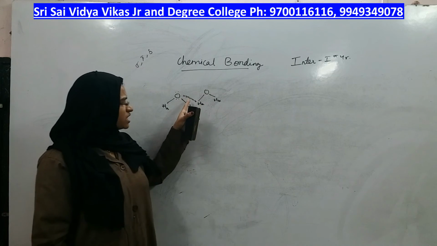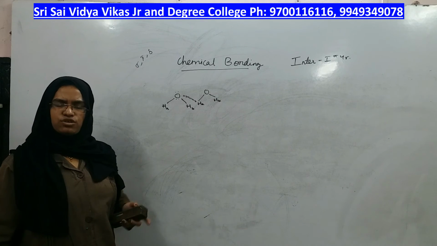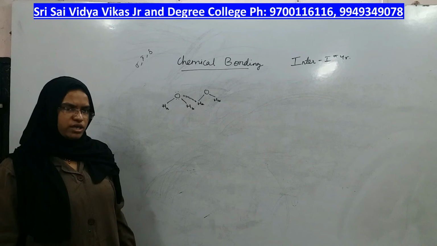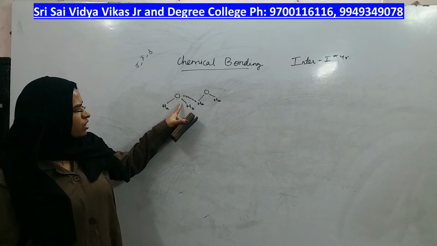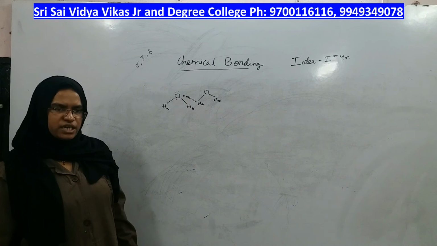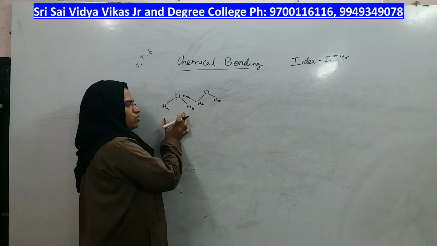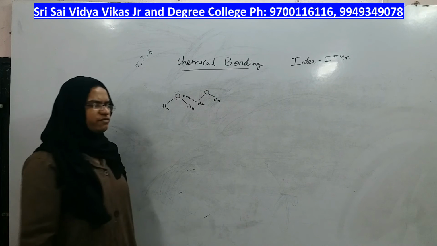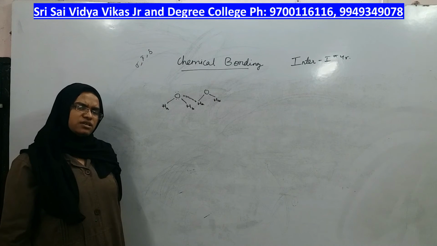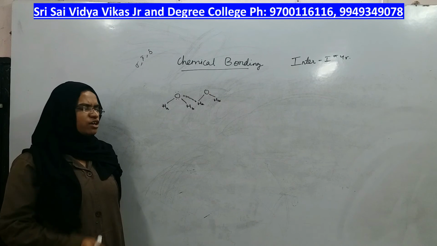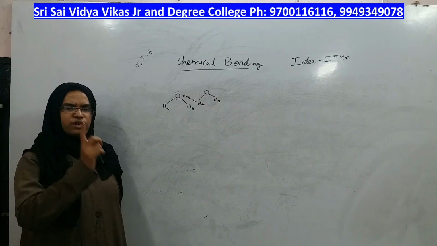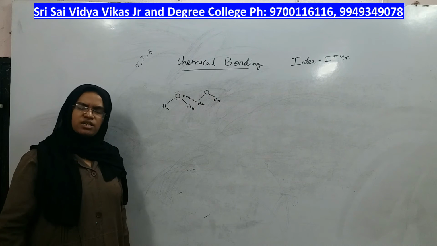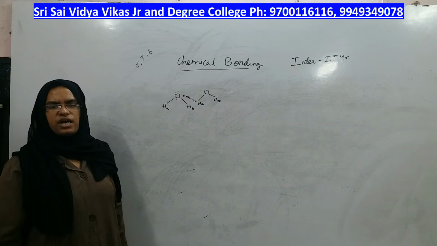And that electrostatic attraction, which I have shown in the form of a dotted line, is the hydrogen bond, right? A normal bond is shown in the form of a line within a single molecule, here as well as here. But the electrostatic force of interaction is between the oxygen of one water molecule and the hydrogen of the other molecule, right? That electrostatic attraction itself is called a hydrogen bond.